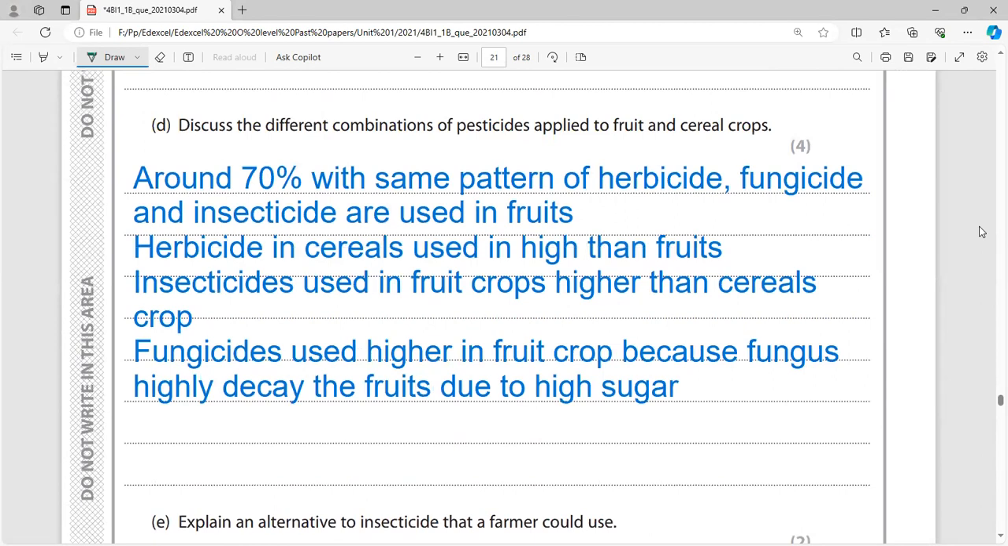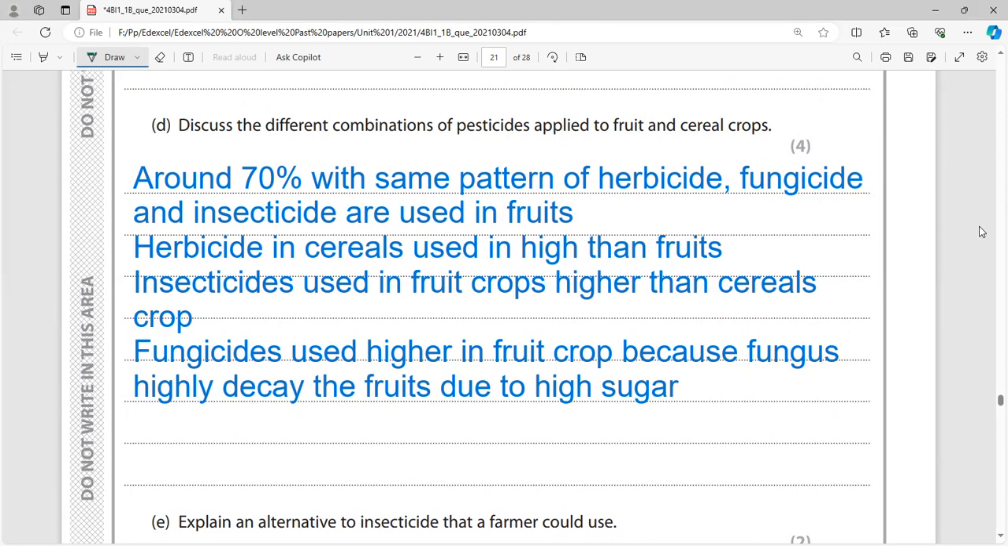So the first is around 70%, with the same pattern of herbicide, fungicide, and insecticide used in fruit. Herbicide in cereal is used higher than in fruit. That's 1 point. Insecticide is used in fruit crop higher than cereal crop. That's the second point. And fungicide is used higher in fruit crop because fungus decays the fruit highly due to the high sugar. So that way, you need to give a reason for that.